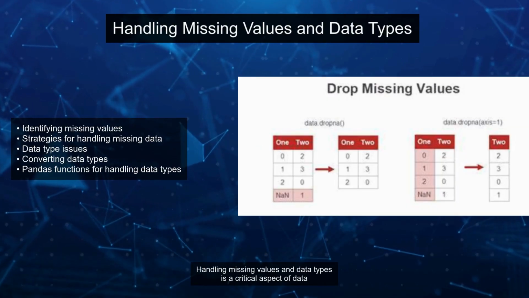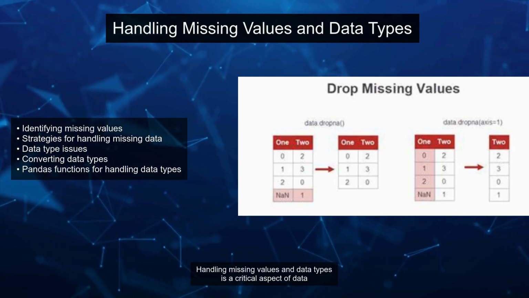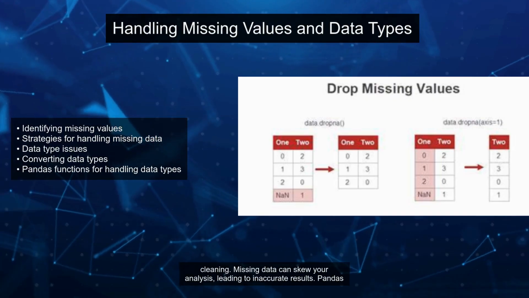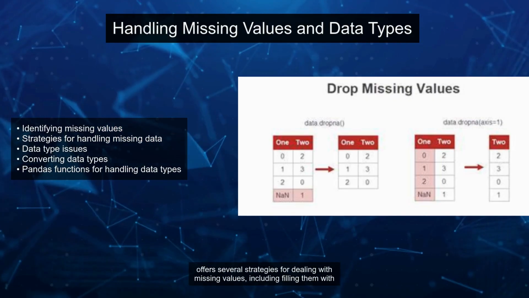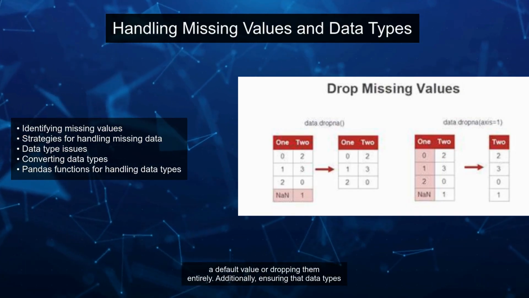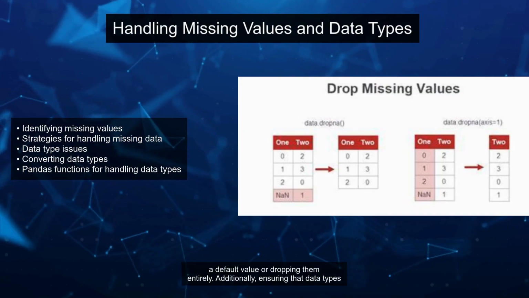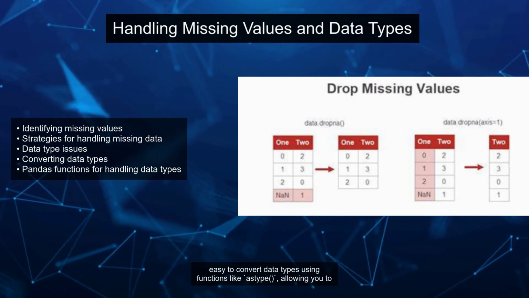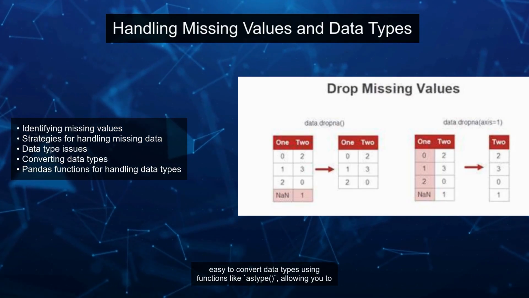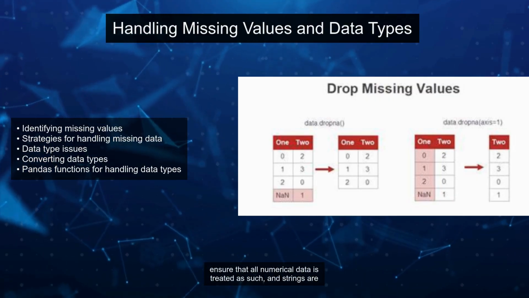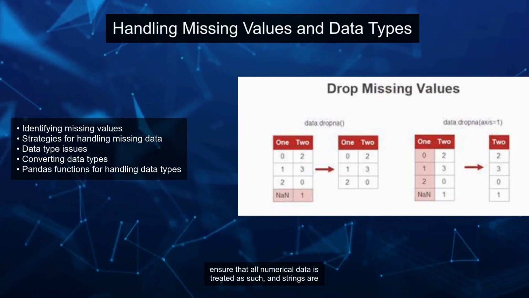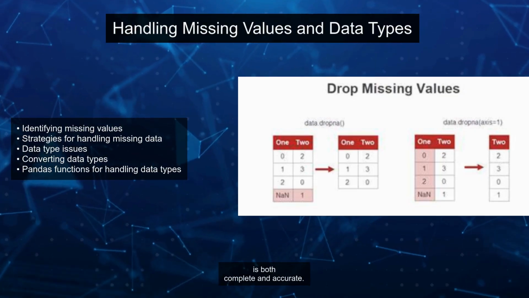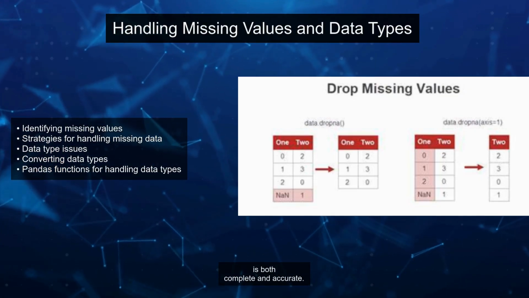Handling missing values and data types is a critical aspect of data cleaning. Missing data can skew your analysis, leading to inaccurate results. Pandas offers several strategies for dealing with missing values, including filling them with a default value or dropping them entirely. Additionally, ensuring that data types are consistent is crucial for accurate calculations and comparisons. Pandas makes it easy to convert data types using functions like astype, allowing you to ensure that all numerical data is treated as such and strings are correctly interpreted. By addressing these issues upfront, you ensure that your dataset is both complete and accurate.